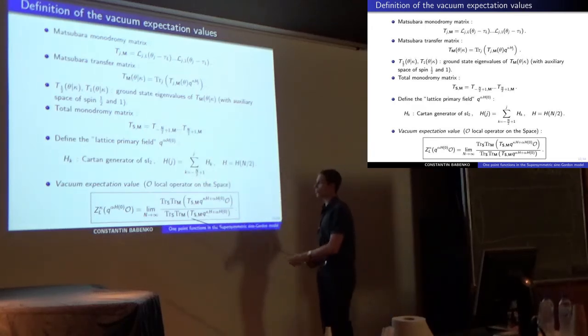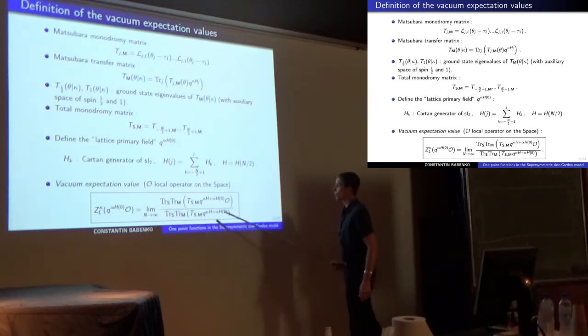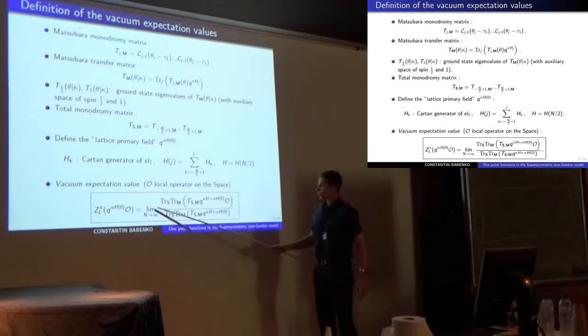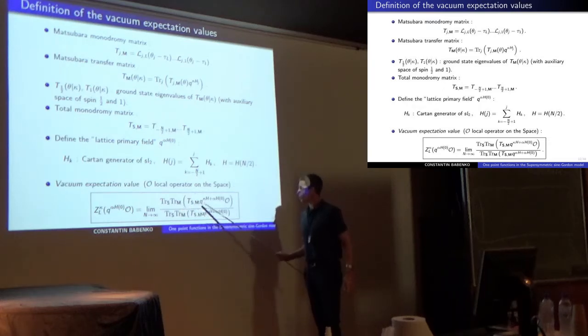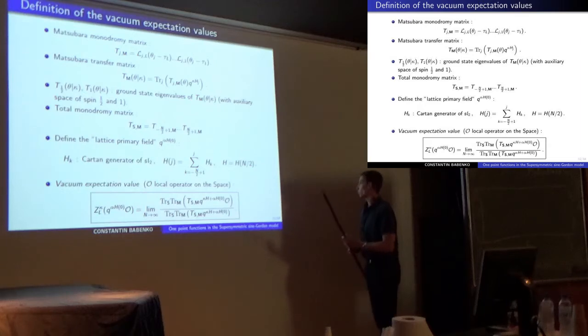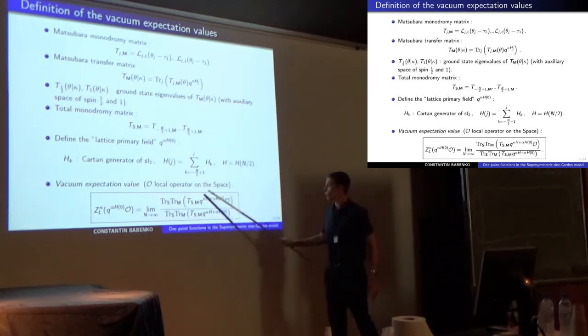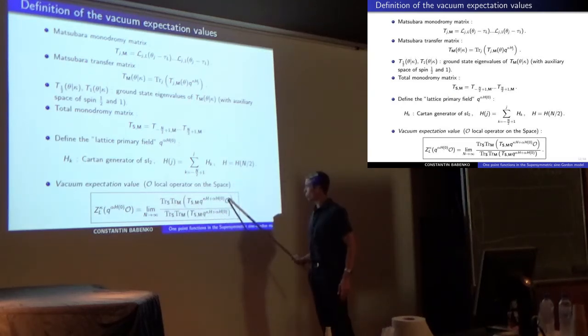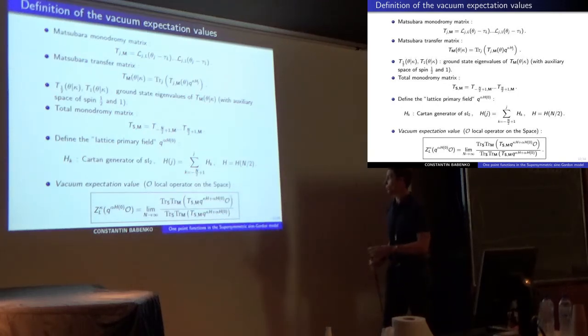And now we are ready to define the vacuum expectation value of a local operator O by this formula. It's just an infinite cylinder limit of double traces of the transfer matrix with the insertion of the operator O. This is a kind of natural definition because this is more or less the partition function of the model: the partition function with the insertion of the operator O, normalized by the partition function.